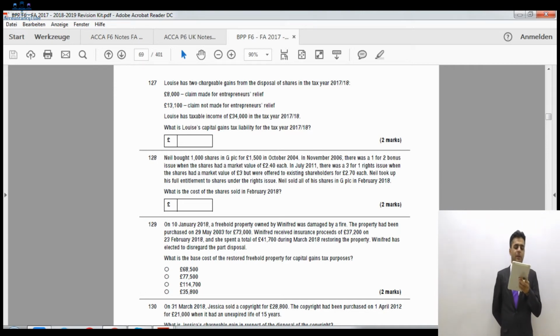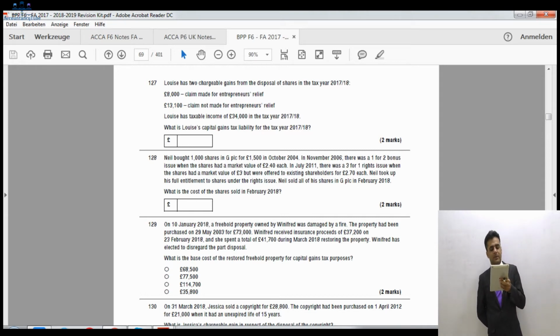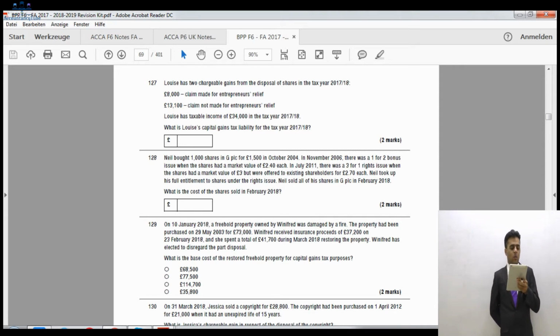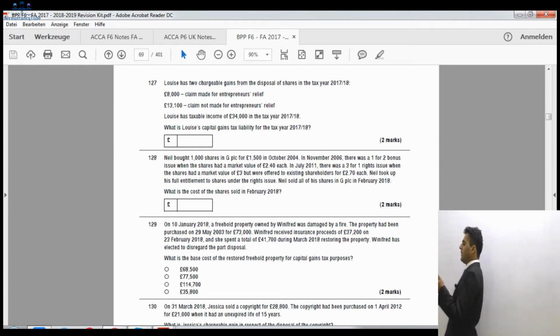Louis has a taxable income of £34,000 in the tax year 17-18. What is Louis's capital gains tax liability for the tax year 17-18? Now the asset qualifying for entrepreneurs' relief, we know that it will be taxed at 10%. So £8,000 at the rate of 10%.